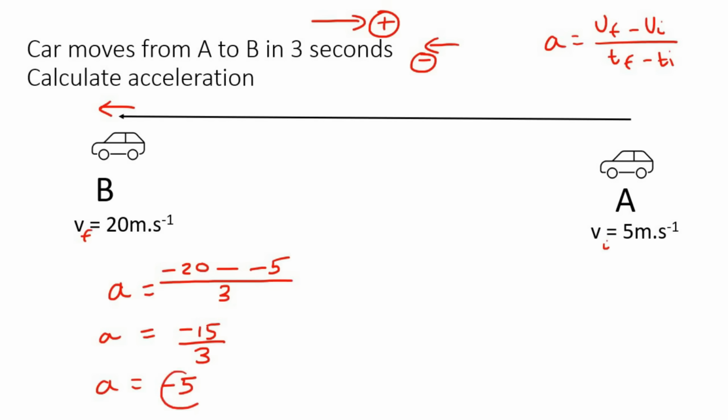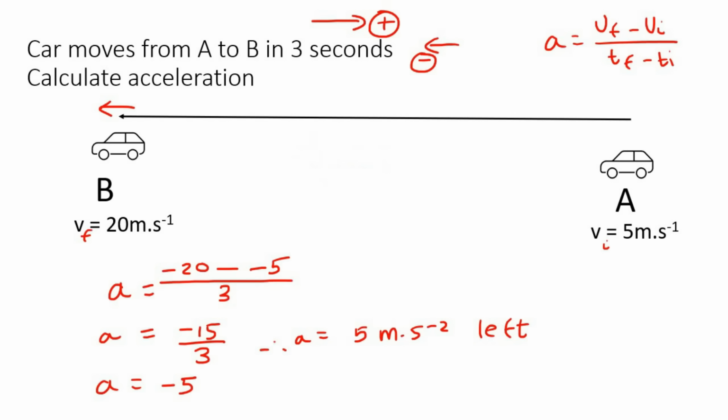Now, you can't leave your answer with a negative. What you do is you say acceleration is going to be 5 meters per second to the minus 2. Now, if you chose right as positive and you chose left as negative, then if you got a negative answer, that means to the left. So this vehicle, is it going to be slowing down or speeding up? It's speeding up because we're moving to the left and the acceleration is also to the left.